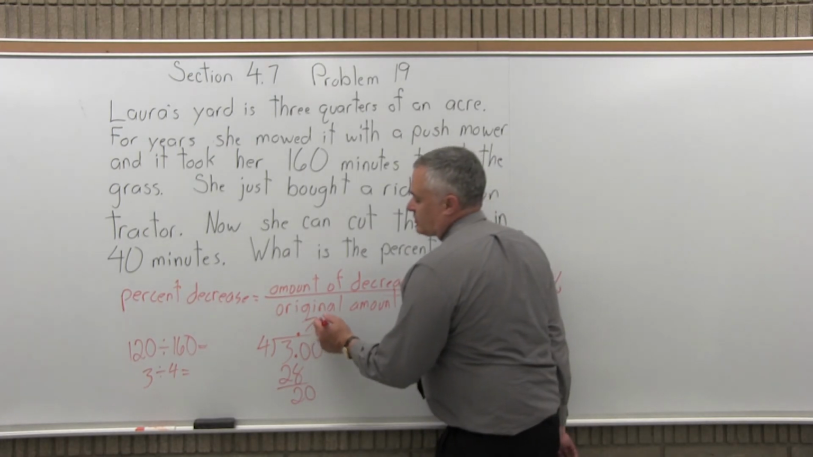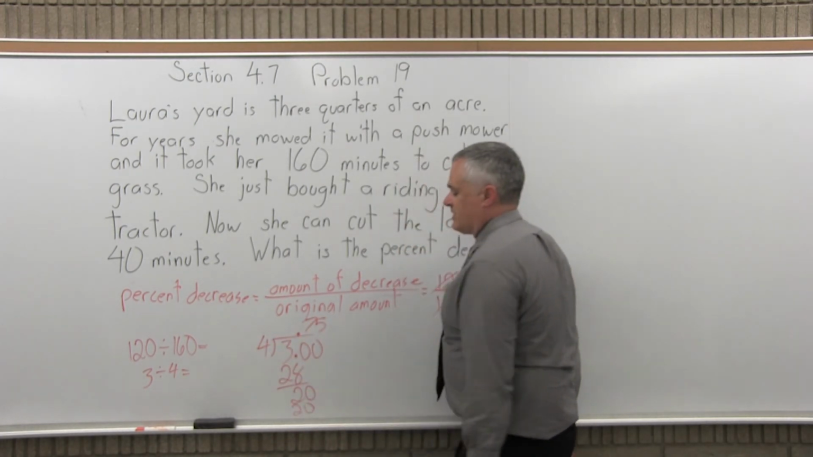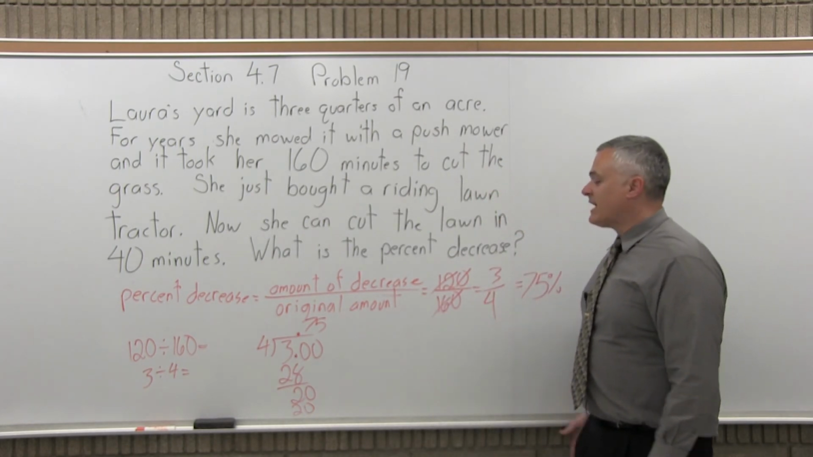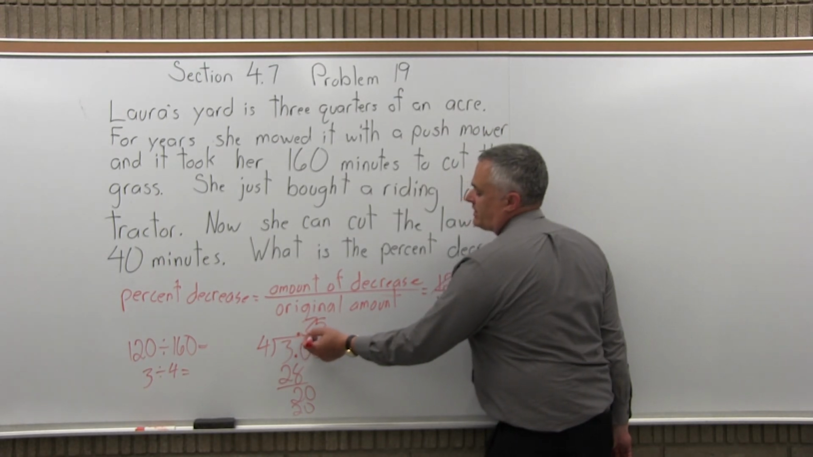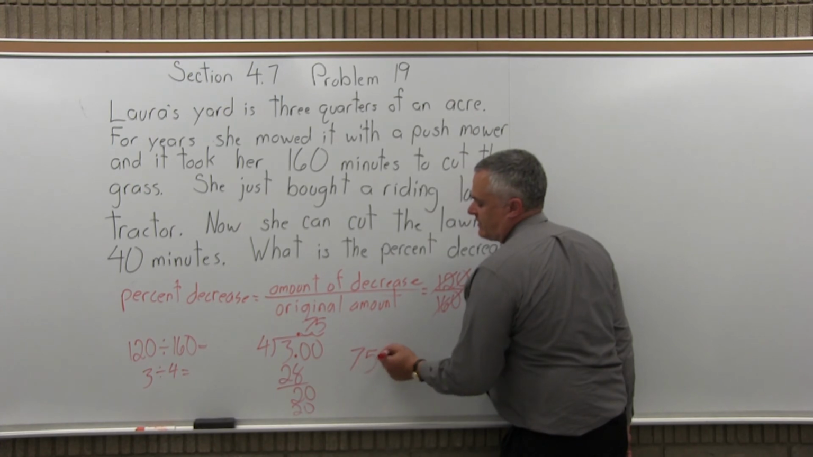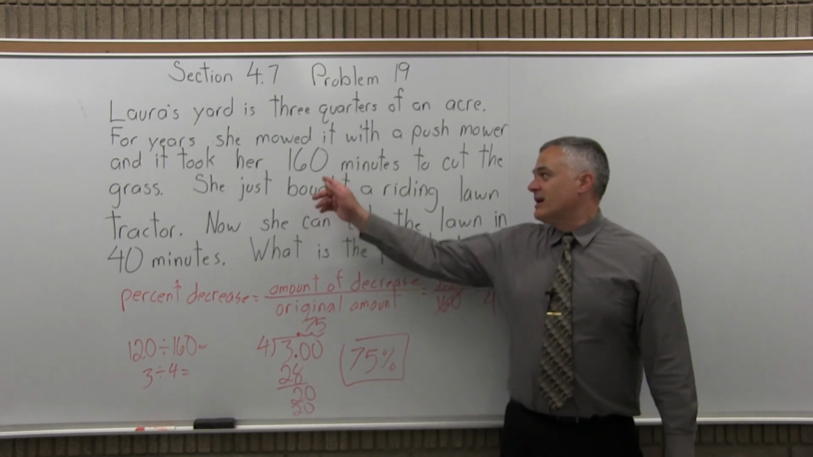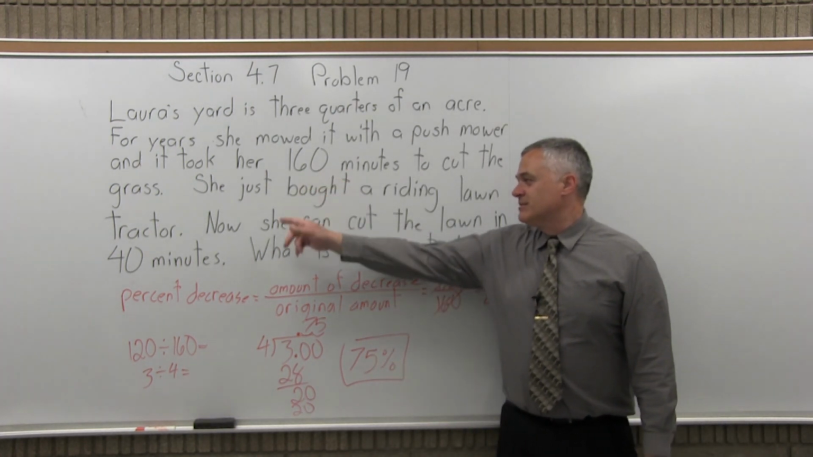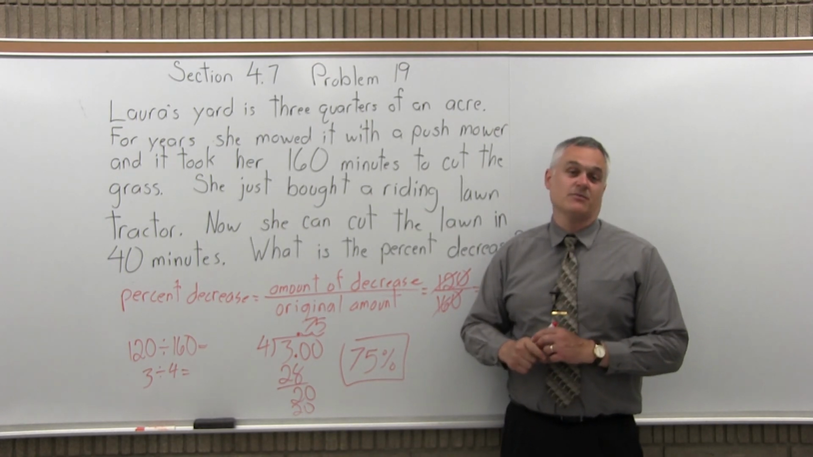4 times something is 20, times 5. 5 times 4 is 20. It goes in evenly. 0 remainder. There's the 0.75 that I remembered. And what you have to do to make it a percent, when it's a decimal, you pull the decimal point 2 places to the right, put a percent symbol after it, and there's your 75%. So if buying the lawn tractor takes the amount of time from 160 minutes down to 40 minutes, that's a 75% decrease in the amount of time to cut the lawn.